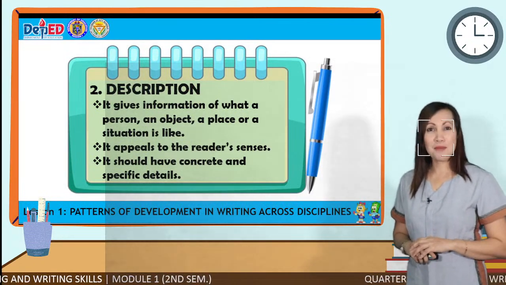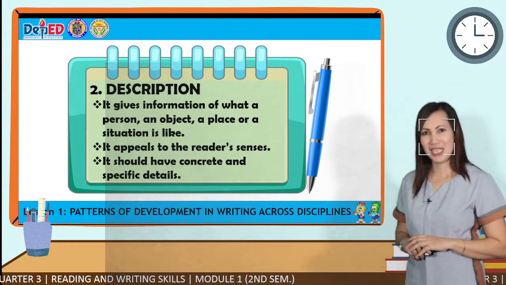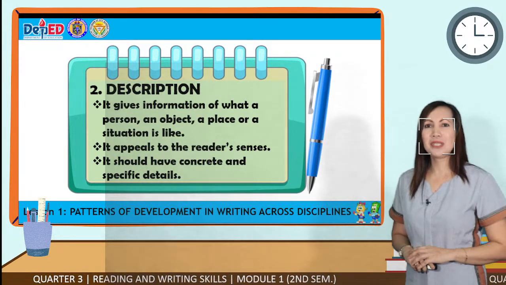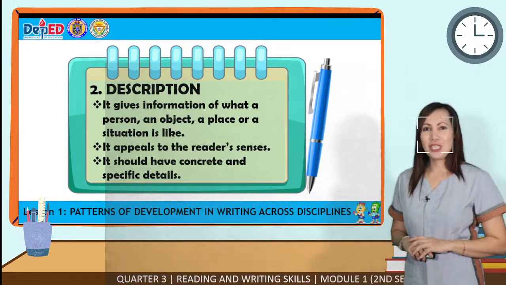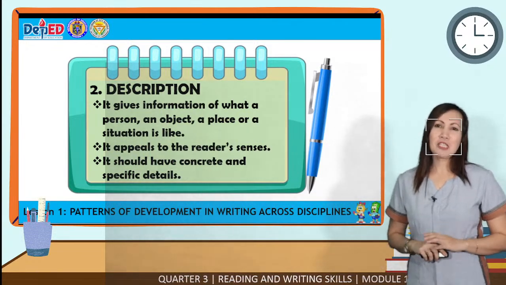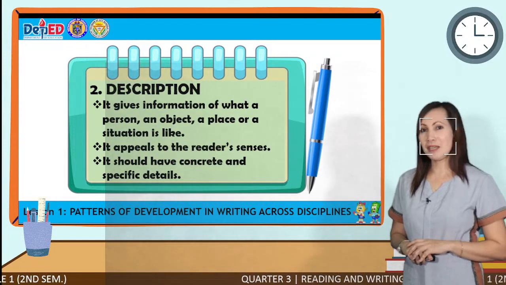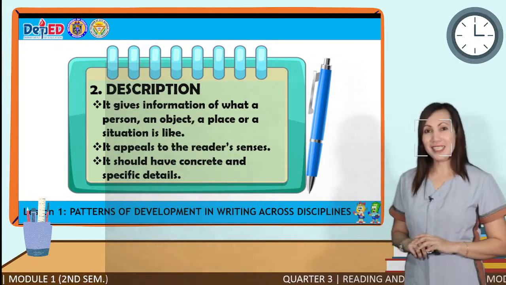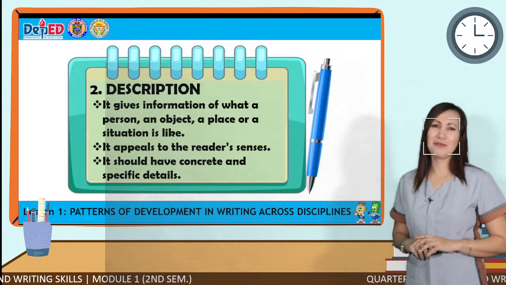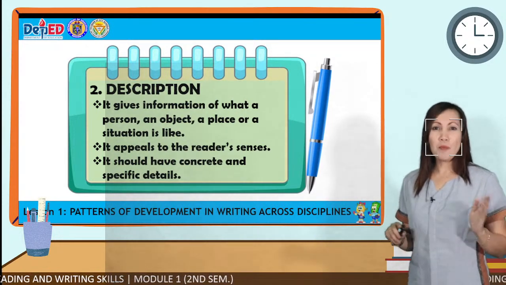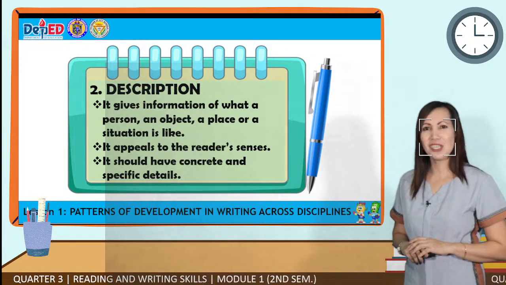It gives information of what a person, an object, a place, or a situation is like. It appeals to the reader's senses. It should have concrete and specific details. Details pertaining to the physical attributes such as how the subject looks, smells, feels, touch, or even tastes like are the ingredients of this method of development. Observation should be really specific in order to encourage imaginative thinking.